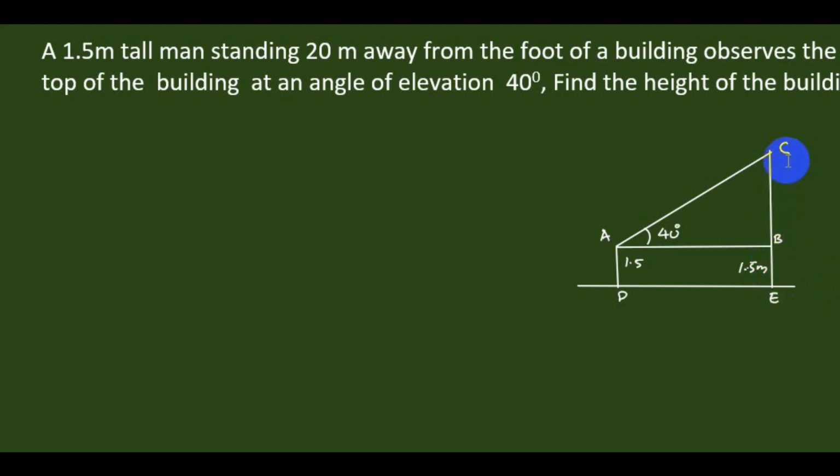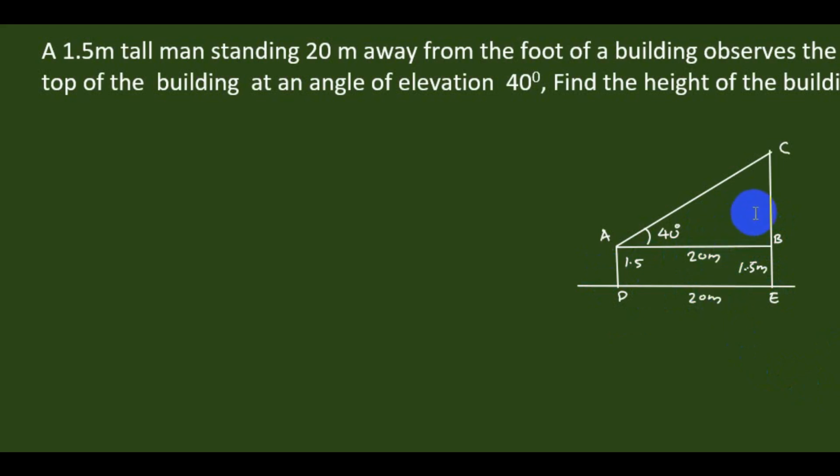Now, how much is BC? We want to get this BC. Here there exists its opposite angle. Since this man stands 20 meter away from the foot, this much distance is 20 meter, and this one is also 20 meter. It is said in the question. These two are 20 meters.